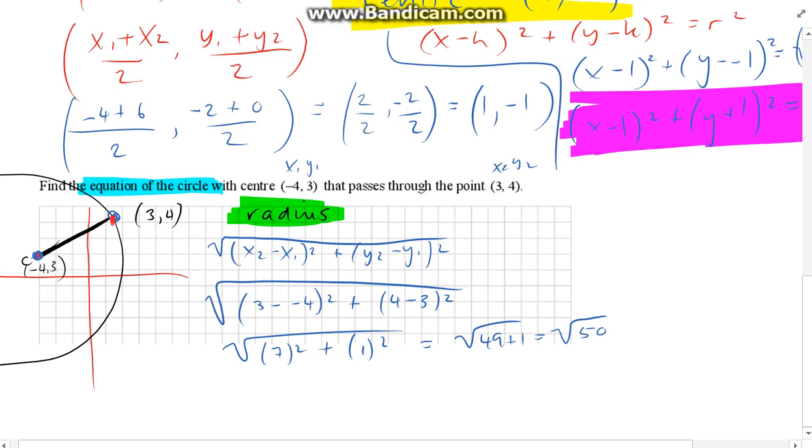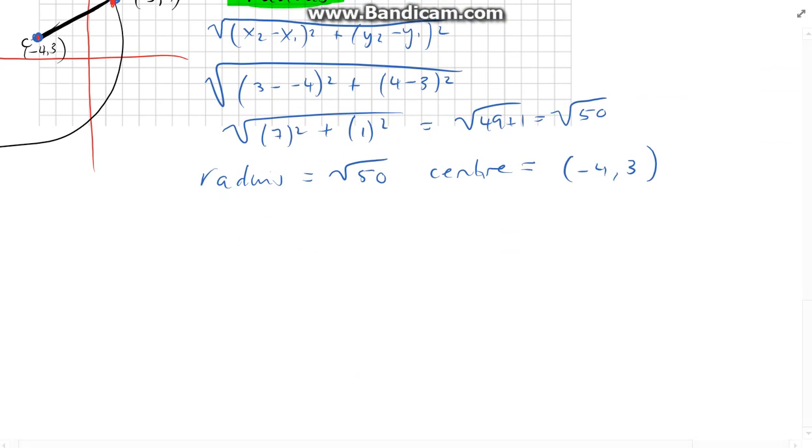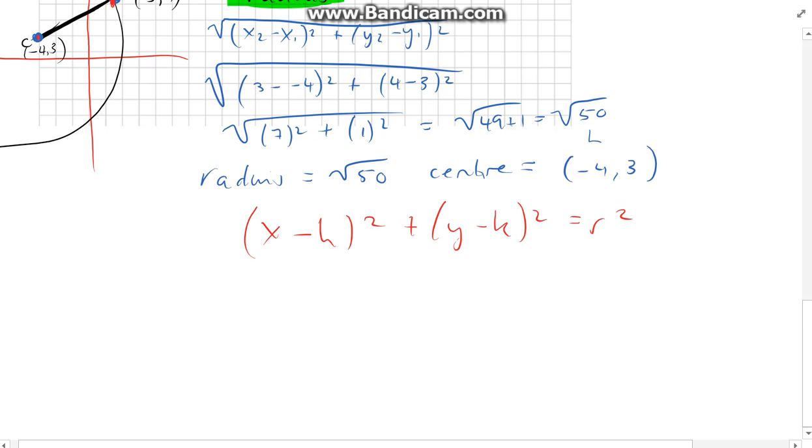So we know that the radius is equal to root 50. We know that the centre is equal to minus 4, 3. So therefore we can find the equation of this circle, because we know our formula is x minus h all squared plus y minus k all squared equals r squared. This is our h, this is our k, this is our r, so we'll have x minus minus 4 all squared plus y minus 3 all squared equals the square root of 50 all squared.